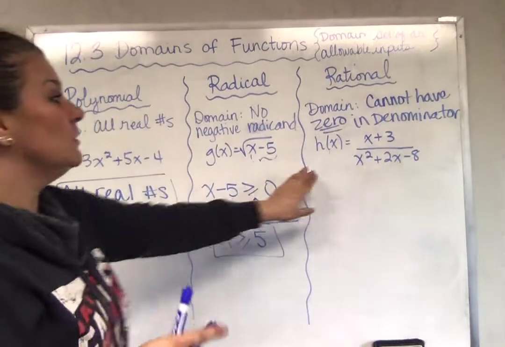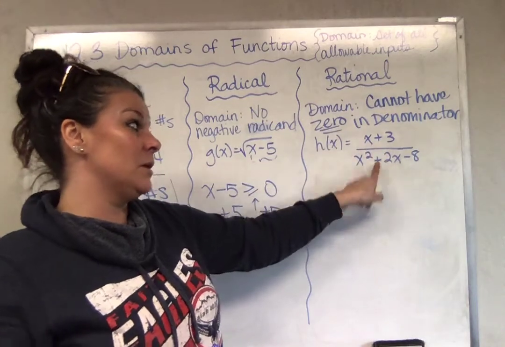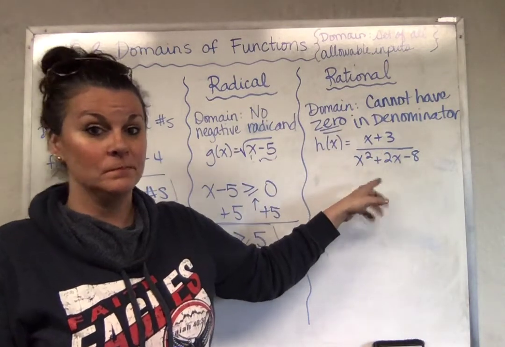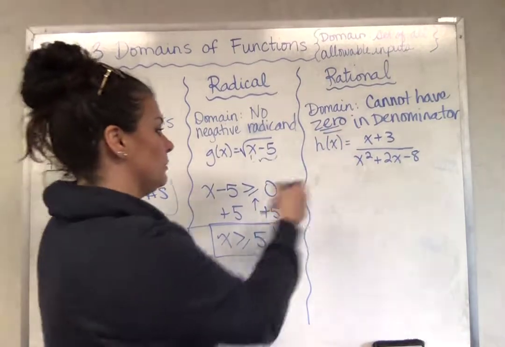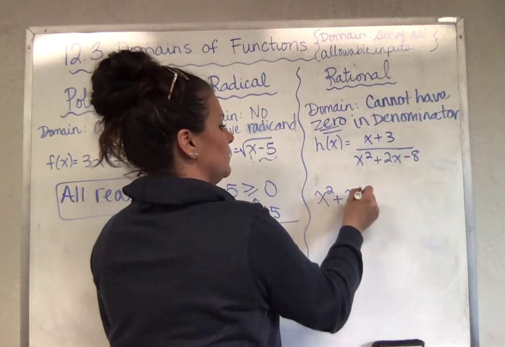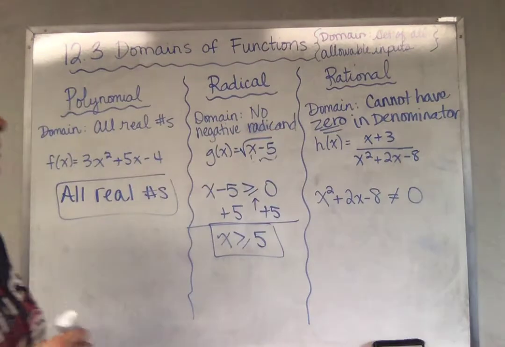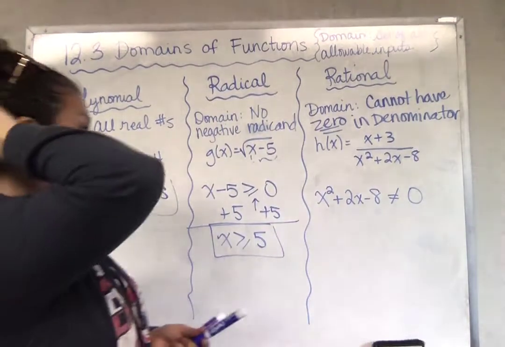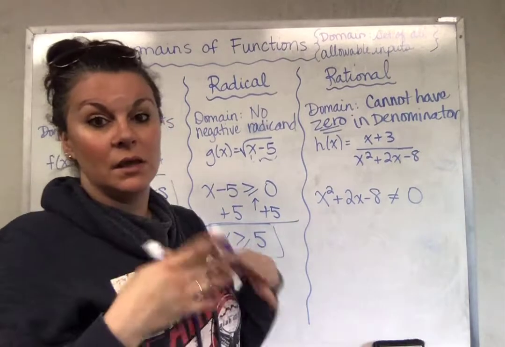All right, so here's my function. H of x equals x plus 3 over x squared plus 2x minus 8. So I cannot have a 0 in the denominator. When I am doing my domain, I need to say x squared plus 2x minus 8 cannot equal 0. So I need to solve and figure out what values x cannot be equal to.